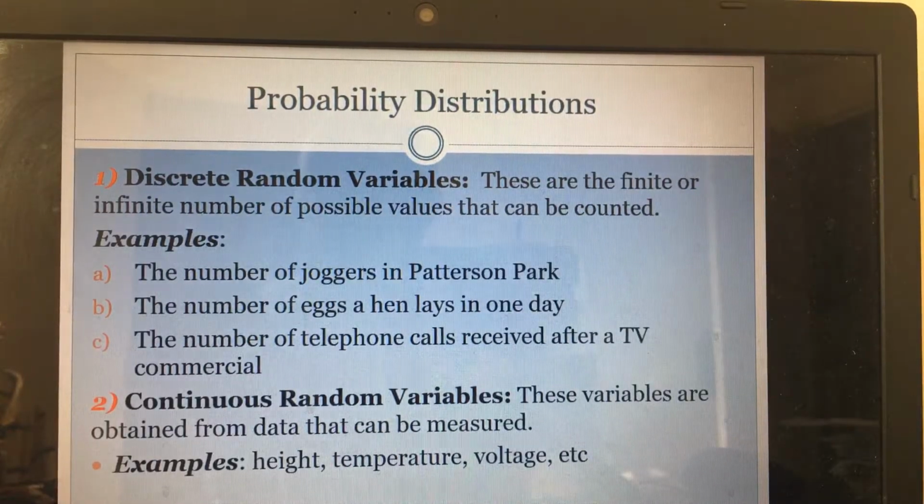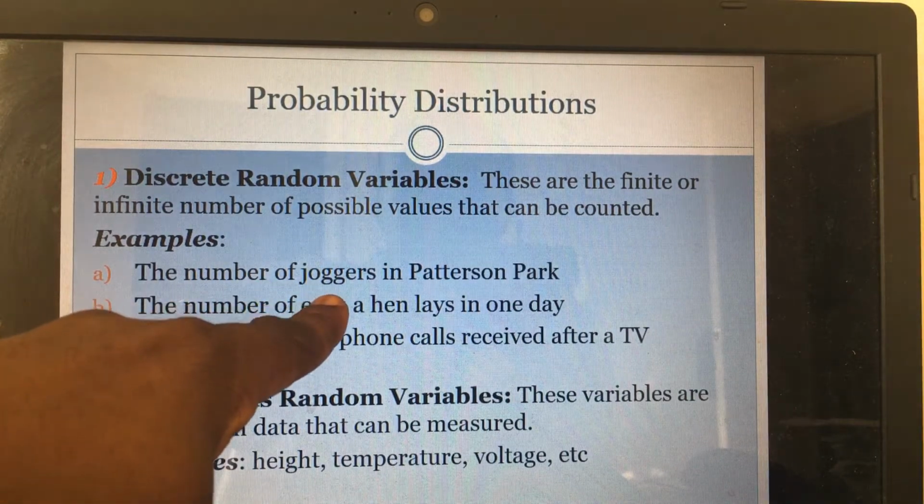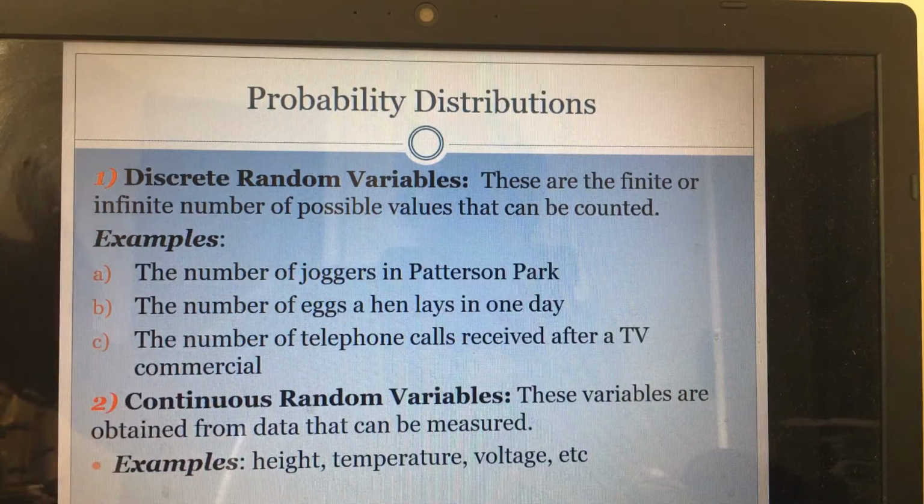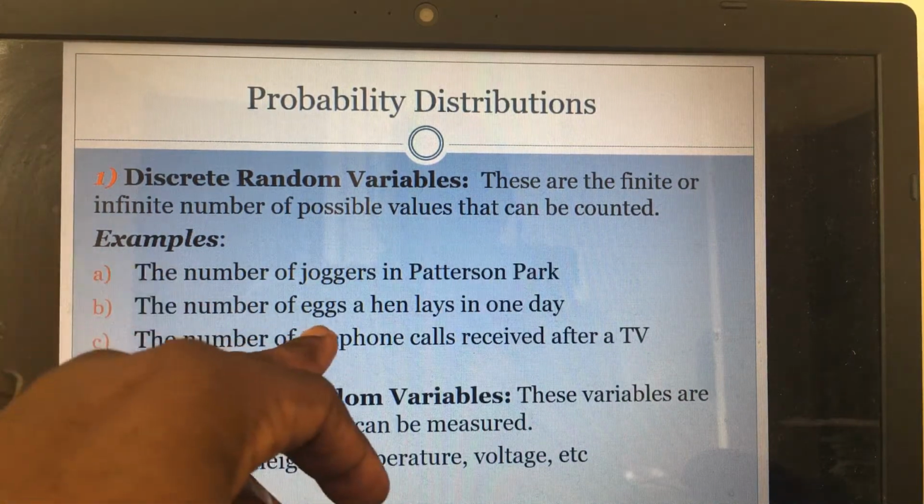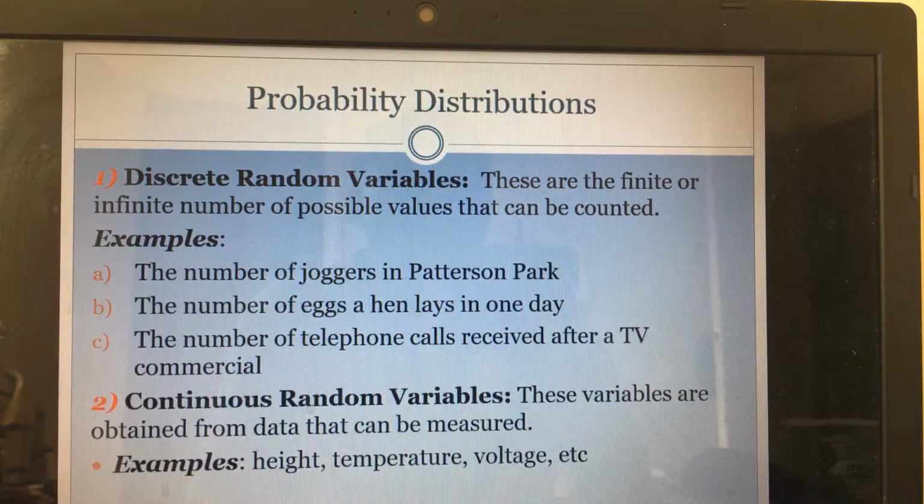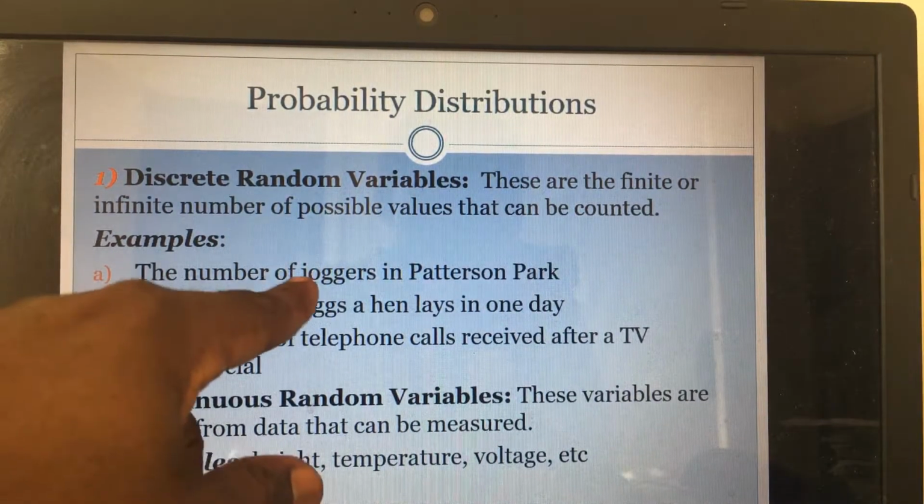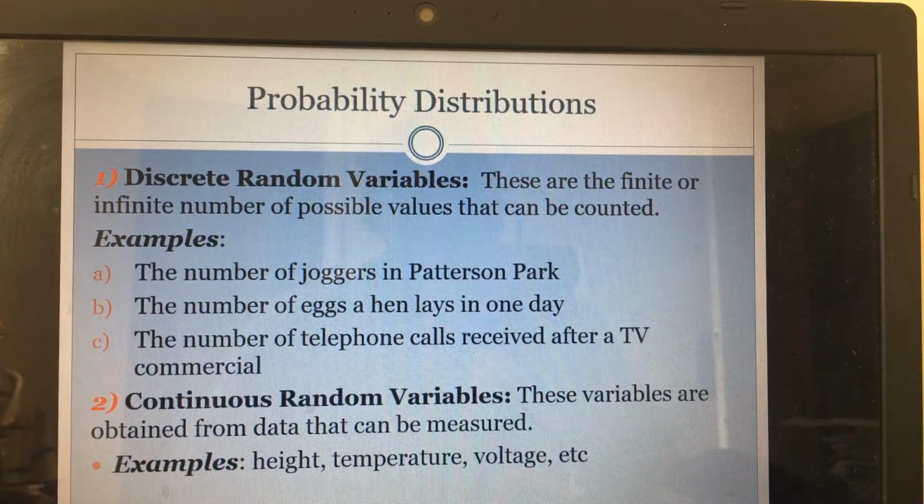Now, there's one we call discrete random variable. These are the ones that we can count. Those variables that we can count, things like number of people jogging in a park, or number of eggs that a hen lays. You can say 1 egg, 2 eggs, 3 eggs, but you can never say 1.5 egg or 2.5 eggs. You can't say that. The same thing with joggers. Number of people jogging, you can't say that 1.5 people are jogging. No, okay, but you can say that 1 person is jogging, 2 people are jogging, 10 people are jogging. See, you can count them.